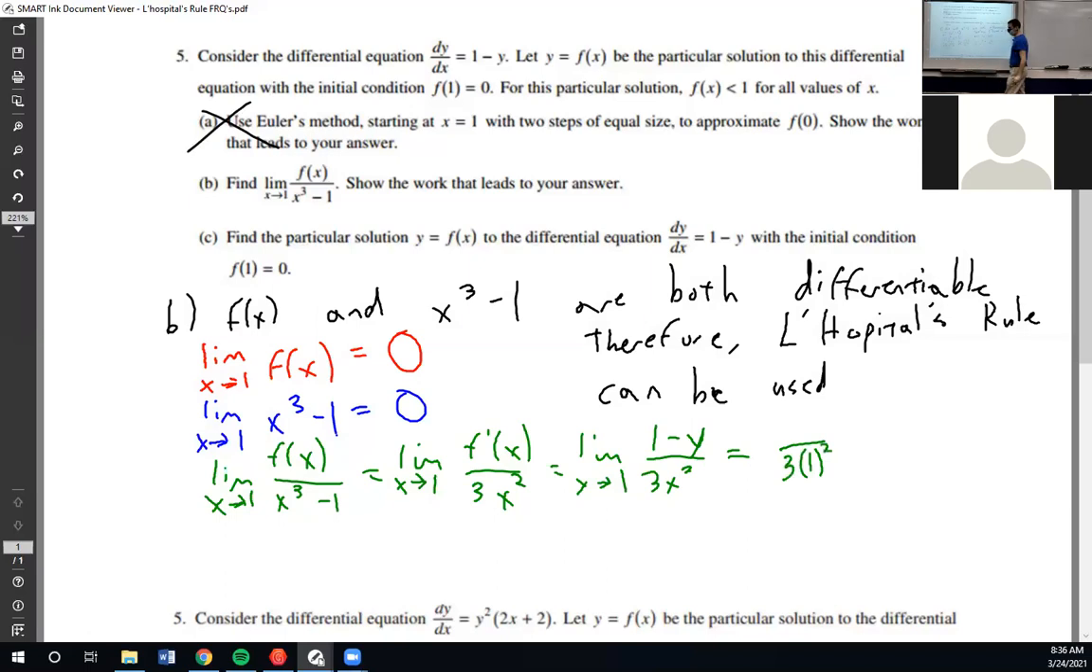So we can plug in 1 for x. And then we can plug in for y. What are we plugging in for y if we're plugging in 1 for x? 0, because f of 1 is 0. 1 minus 0 is 1. 1 squared is 1. 3 times 1 is 3. There's our answer.